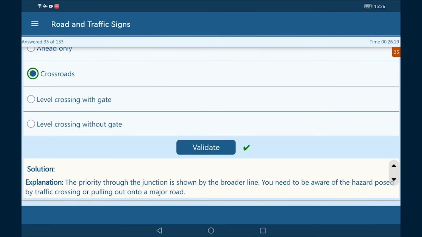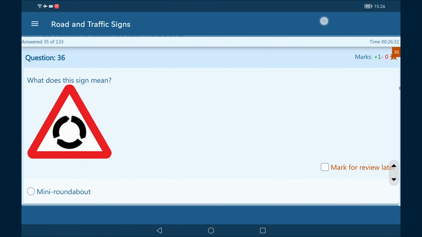Explanation. The priority through the junction is shown by the broader line. You need to be aware of the hazard posed by traffic crossing or pulling out onto a major road. Question 36. What does this sign mean?